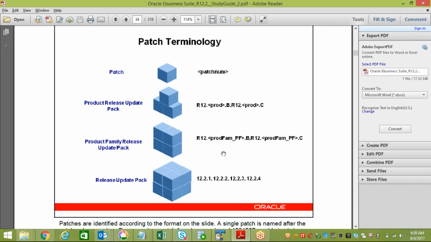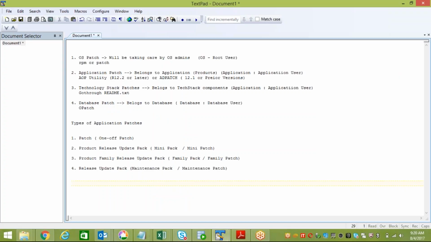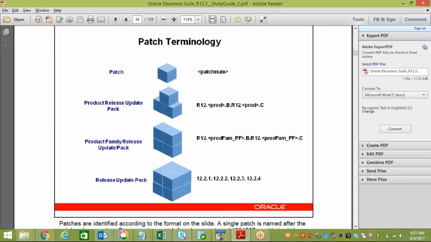So it is also R12 dot product family underscore PF dot ABCDEF, something like that. That depends on the version: 12.1, 12.2, 12.3. Again, this is for your information. When you go into the patch, you would be seeing a different format in all these patches. So when you are reading a blog or the text of any patch, if they talk about R12.AD.A, AD.B, AD.C, AD.E, something like that, that is a mini pack.